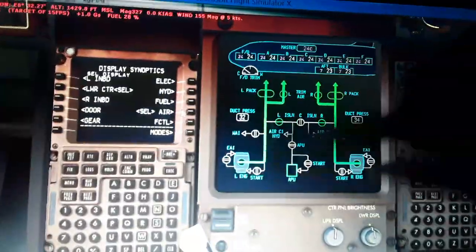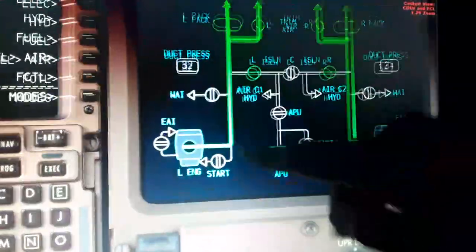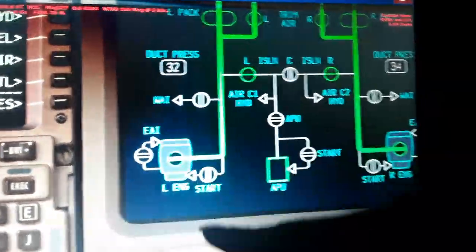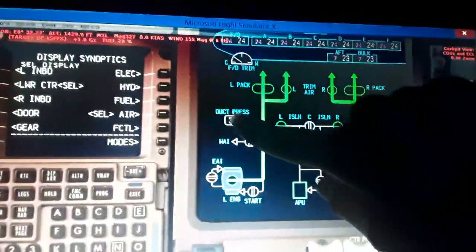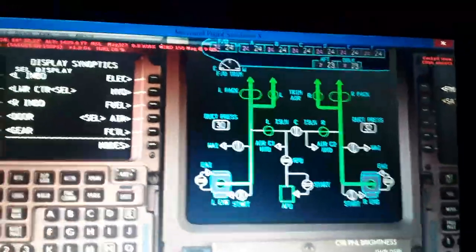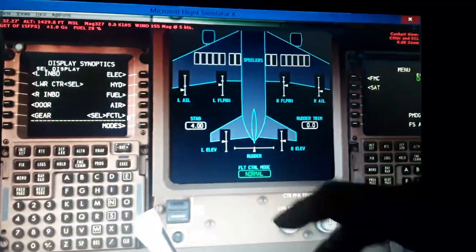So this is for the fuel system. The air system, the left and the right engine. The APU also, we need to start the engine. Over here the engine starter, so it's a backflow of air. You can see when we increase the thrust from the engine, the pressure inside here increases. And the last system, the flight controls.